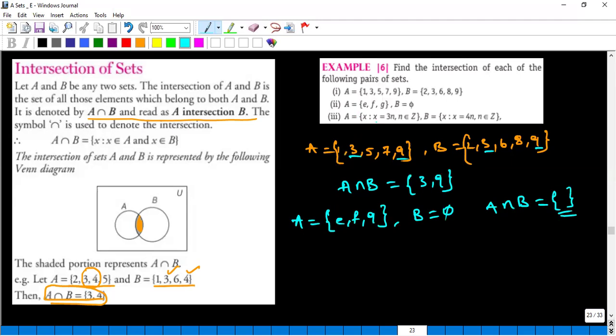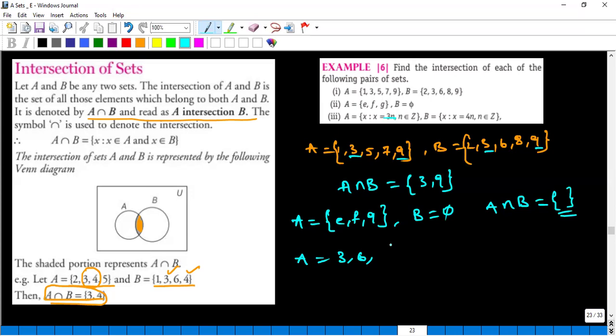Then the third example. x such that x is equal to 3n, and x such that x is equal to 4n, and n belongs to Z. 3n, 4n. I want only common. Let us write the set A. Set A is 3, 3 to 6. Of course, negative values also will come.